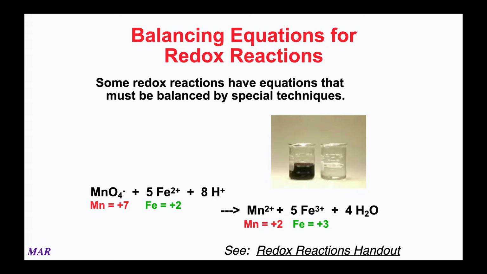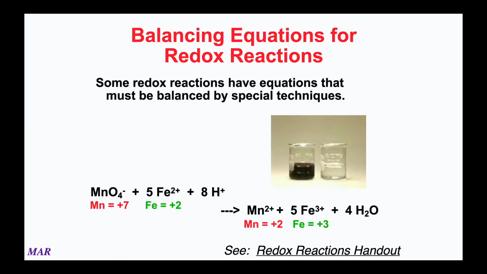On the other hand, manganese has become less positive. It's gone from a positive 7 to a positive 2. And that can only happen if the manganese in permanganate is being reduced. These are the kind of things we're going to look at in this section.